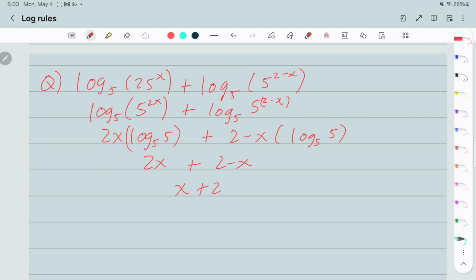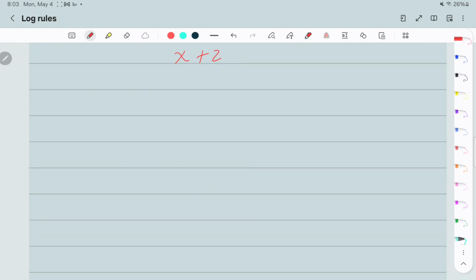Pretty simple. Similarly, you can have some quadratics involved in there too, with a question something like log 2 of (x minus 1) plus log 2 of (x minus 3) equals 3.